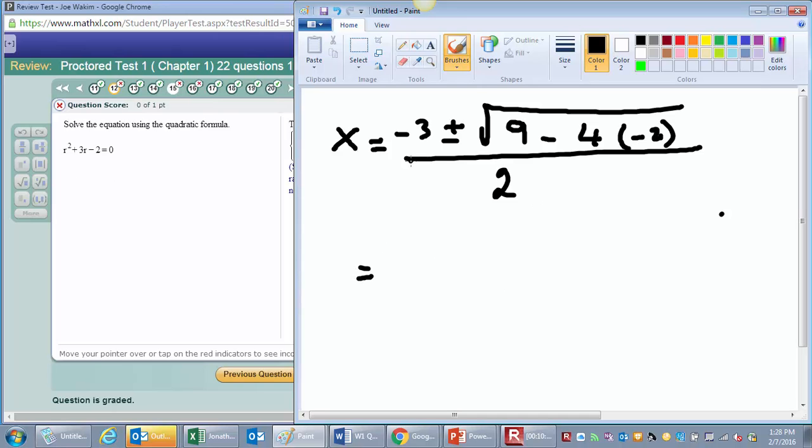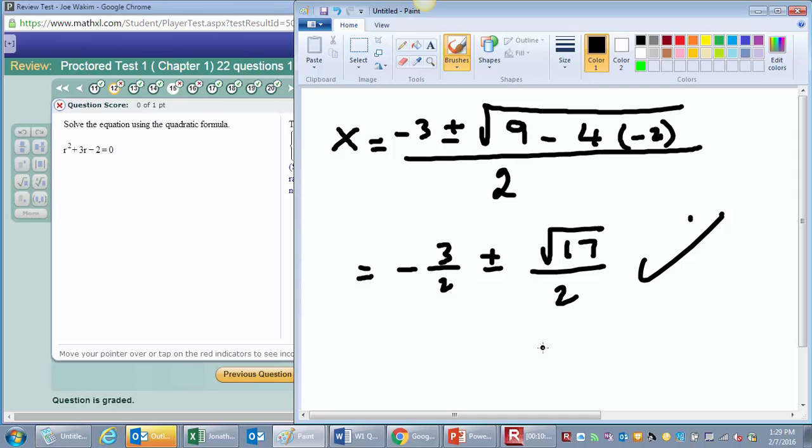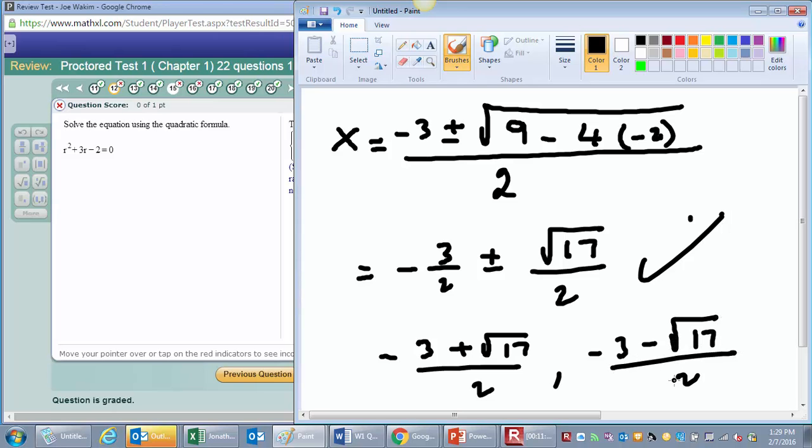So now all we have to do is simplify. Minus 3 over 2, plus or minus, what is 9 plus 8? That's 4 times 2. So 9 plus 8 is 17, right? So that's going to be the square root of 17 over 2. That's the final answer. Minus 3 plus square root of 17 over 2. Minus 3 minus square root of 17 over 2. They don't like it this way. You have to split it. So one value would be minus 3 plus square root of 17 over 2, and the other one would be minus 3 minus square root of 17 over 2. Both of these are the true solutions for this problem.